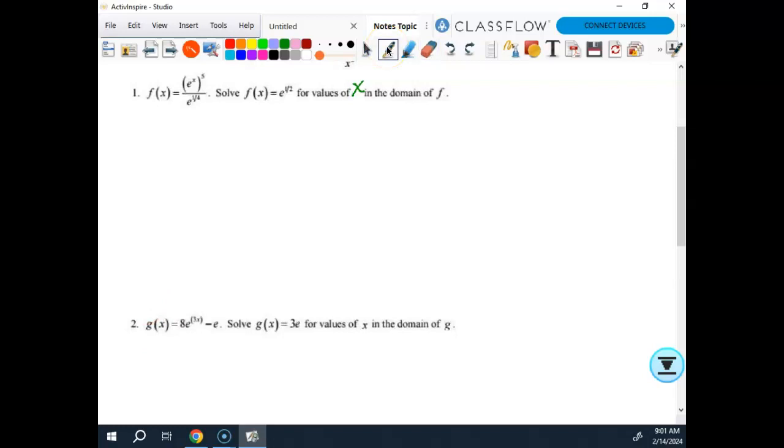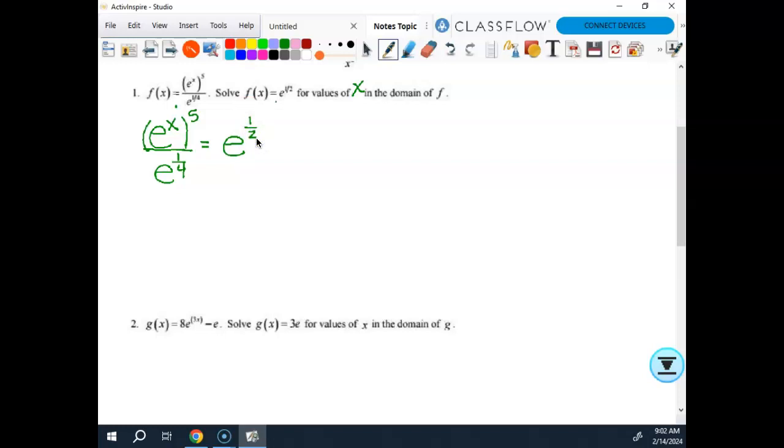All right. We have f of x equals this function, and I want to solve for when f of x equals e to the 1/2, for all values of x in the domain of f. Well, this is an exponential, so my domain is all real numbers, right? So I don't have to worry about that. But I'm going to take this, e to the x to the 5th power over e to the 1/4, and I'm going to set it equal to e to the 1/2 power.